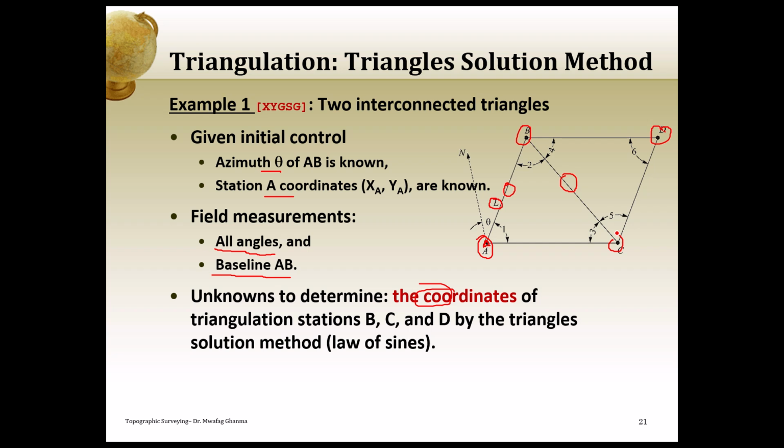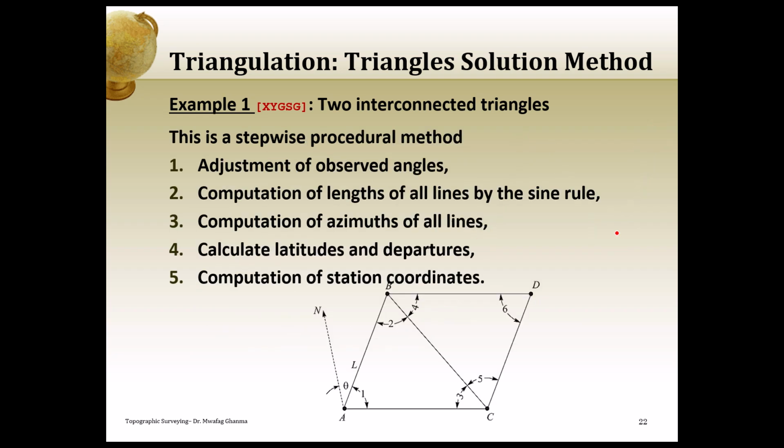Mainly, it is through the solution of triangles using the sine law. So this is a stepwise procedural method. First, as with the method for traversing, because we are measuring so many angles, we have to fix the misclosure of the angles. So adjust the observed angles. Then we will use the adjusted angles to calculate, using the sine law, the lengths of these lines. This one is measured, but we will calculate the lengths of the others.